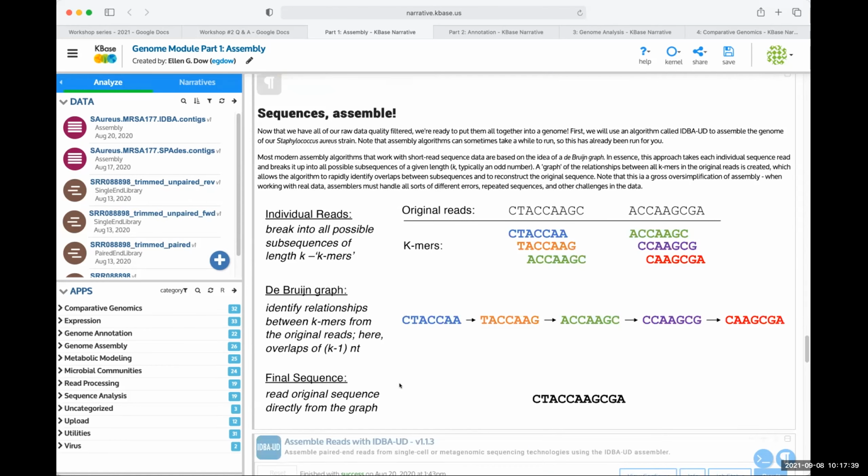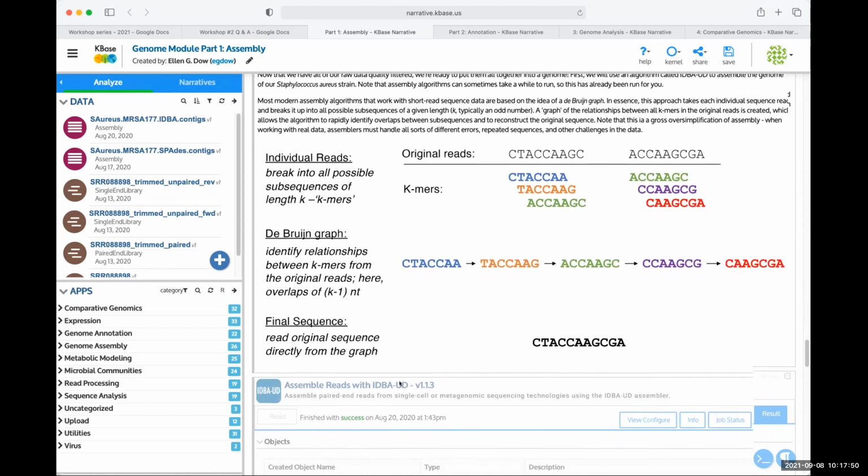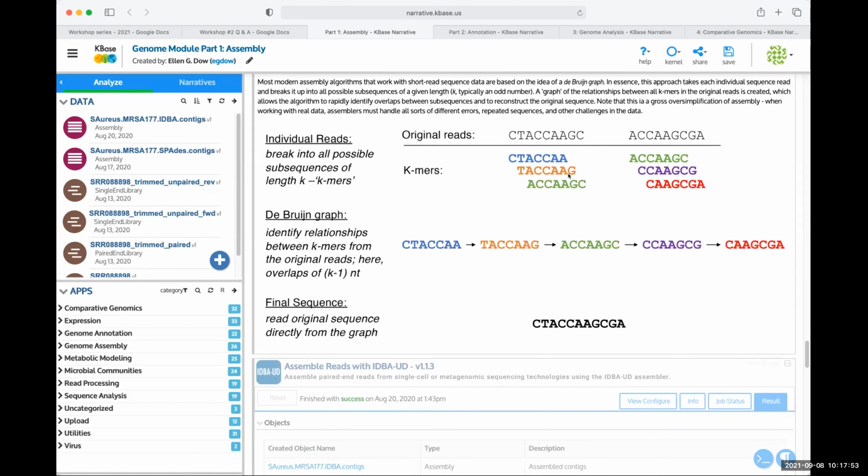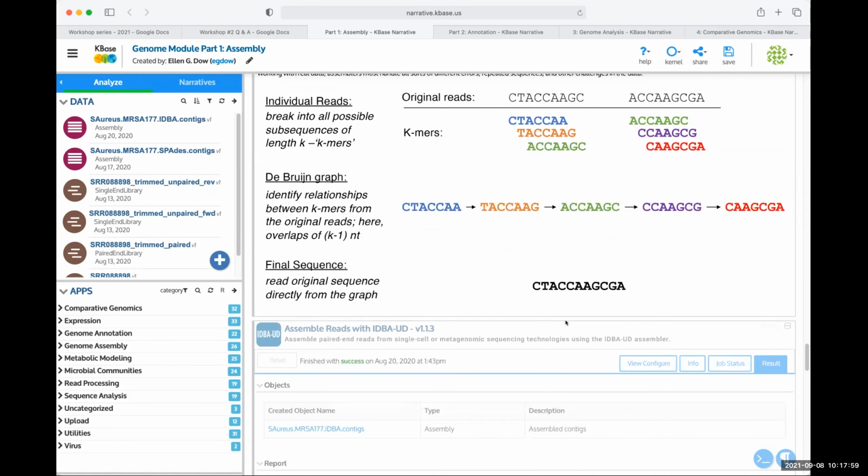Next, we go into the actual genome assembly step. So we talk at a very basic level about the idea of a De Bruijn graph or k-mer-based assembler. Think about how these individual reads can be broken apart and stitched together to make a final read, and what that means for assembling the whole genome.